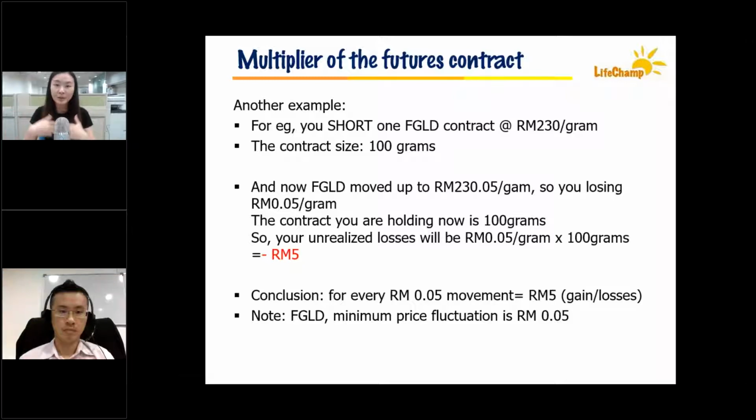But later on, actually, we will study the contracts. Under the contracts, they actually spell out the tick size and the minimum fluctuation price, the value, how to calculate. So later we'll go further into that.